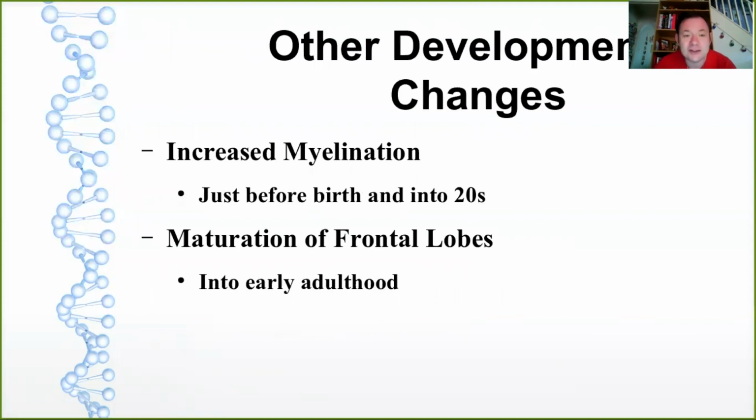Other developmental changes. As you grow up, there is increased myelination, so the neurons can fire more efficiently, just before birth and into the 20s. There is maturation of the frontal lobes well into early adulthood.